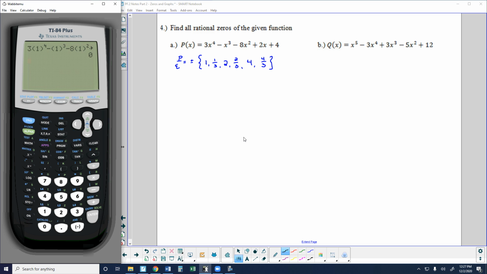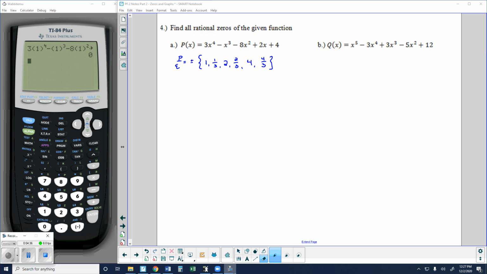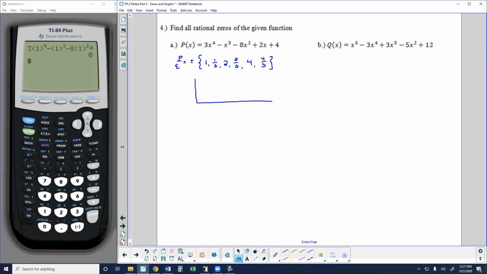So I know that, again, positive 1 is a 0. So I'm going to do synthetic division with positive 1. I'm going to put the 1 on the outside of my synthetic division symbol. I'm going to take the coefficients of P of x and put those on the inside. So 3, negative 1, negative 8, 2, and 4. My remainder I already know should be 0, because that was the value that I got when I substituted 1 into the function.